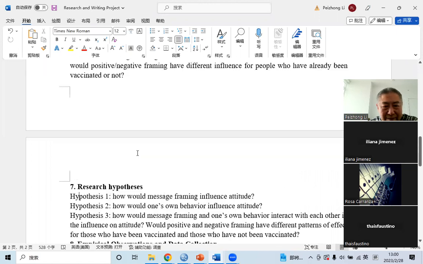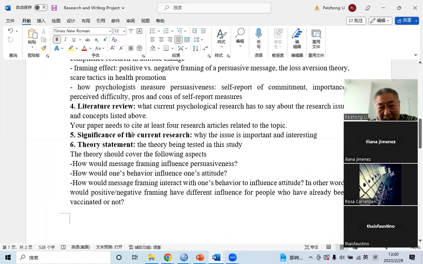After the theory, maybe you want to state the significance of the research. You want to explain why this issue is important. You can do that before the theory or after the theory, so the order is not really fixed. Maybe you want to first describe why this research is important. It is important in that it helps us understand how to promote health behavior, how to do health promotion more effectively.